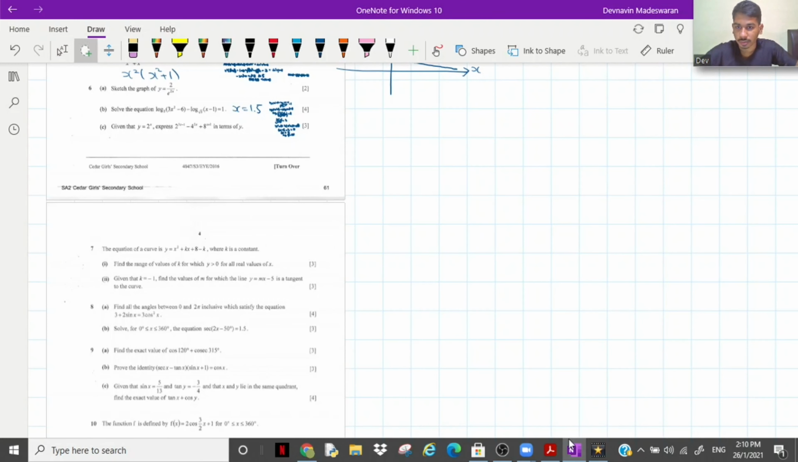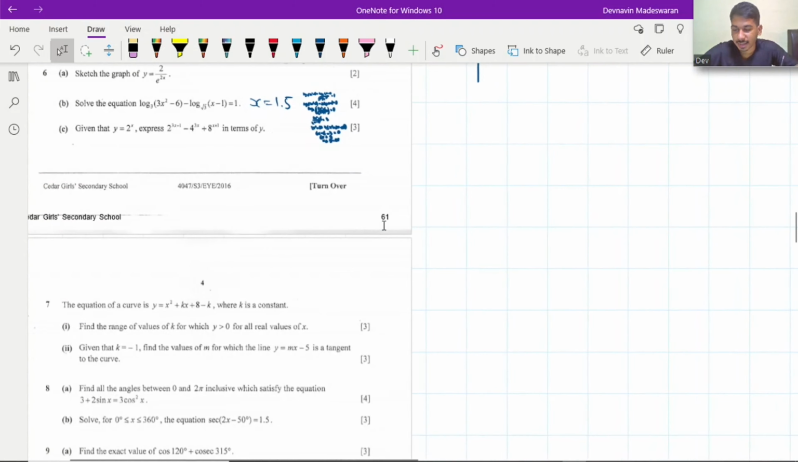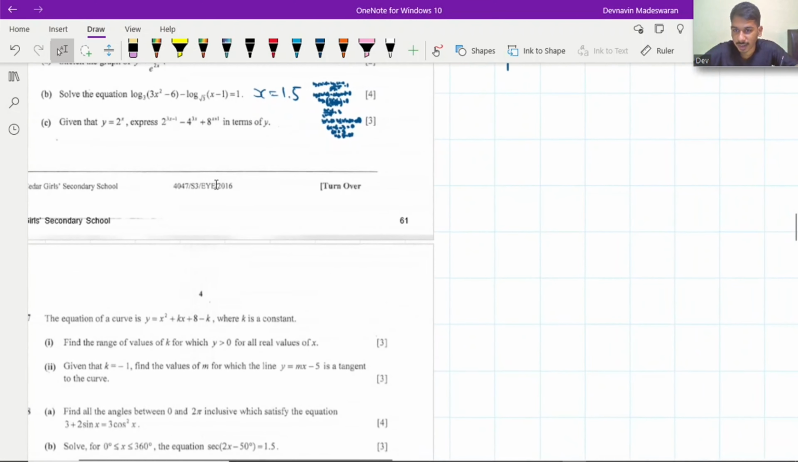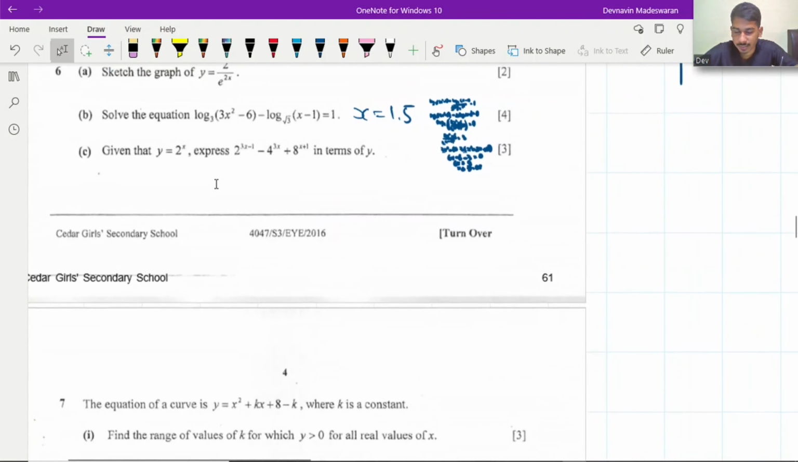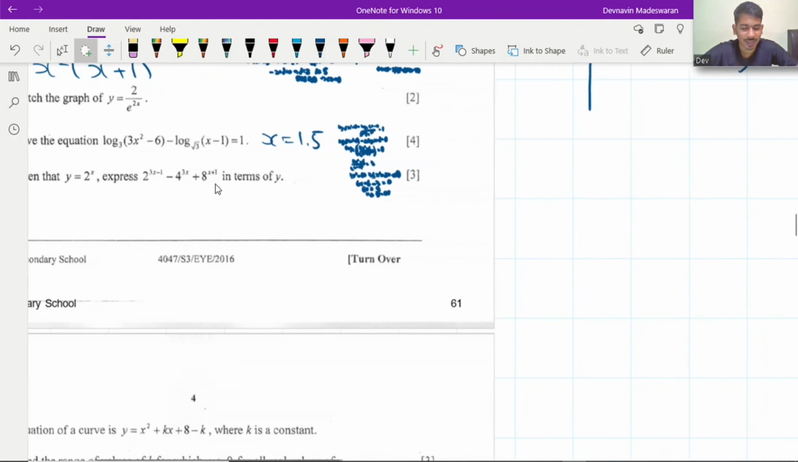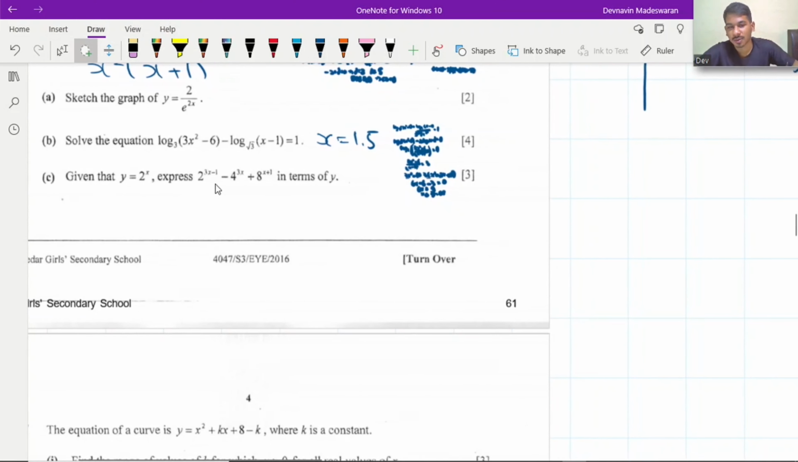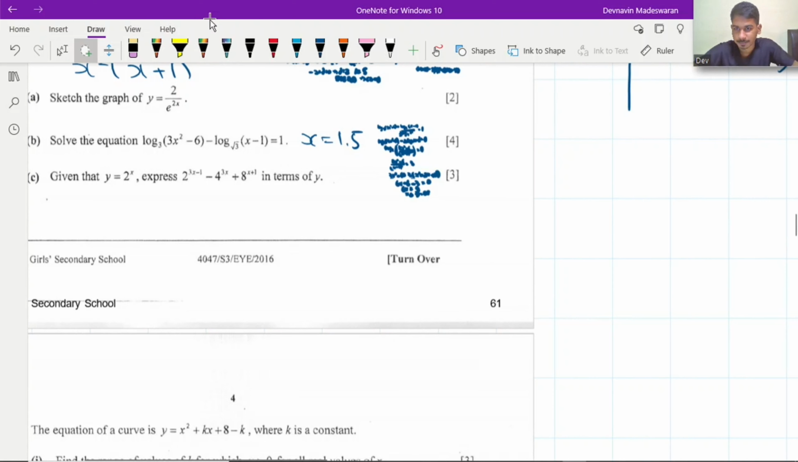And then let's continue. Okay, so we have y is equal to 2 to the power of x, and then express 2 to the power of 3x minus 1, minus 4 to the power of 3x, plus 8 to the power of x plus 1 in terms of y. Oh, if y is that, okay, so it's practically a substitution. So change everything to the power of 2, then I think that will work.